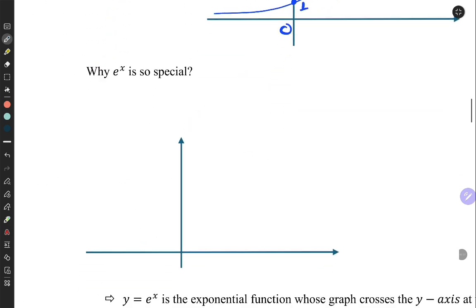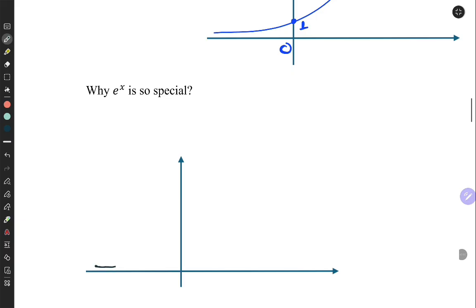Why is E so special? Now here's the why. Let me try it again: why is E so special?